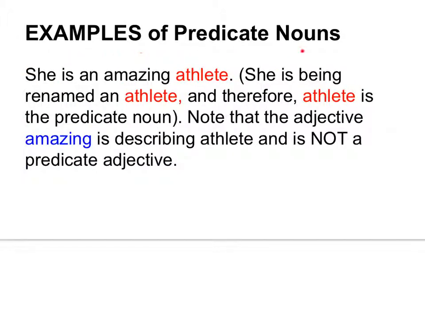Here are some examples of predicate nouns. She is an amazing athlete. She is being renamed an athlete, and therefore athlete is the predicate noun. Note that the adjective amazing is describing athlete and is not a predicate adjective. We have a predicate noun, there is no predicate adjective. You will not have both in the same sentence.